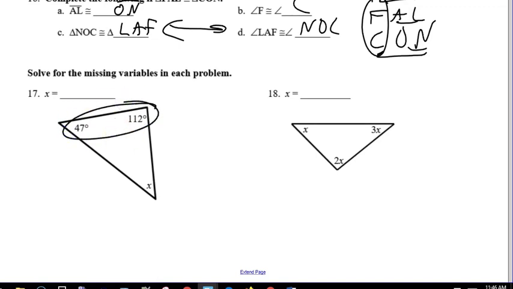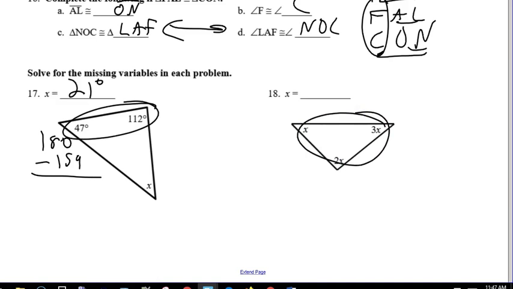If you add these two up, you get 159. If you subtract that from 180, that's not lined up right, but you get the deal, 21 degrees. These three add up to 180. So 3x plus 2x plus x is 6x equals 180. So x equals 30. And if we wanted to find all the variables, it would be 30 times 2, 60, times 3, 90.